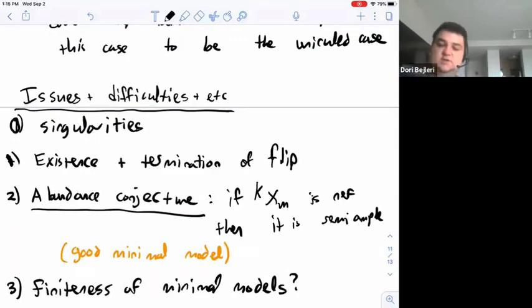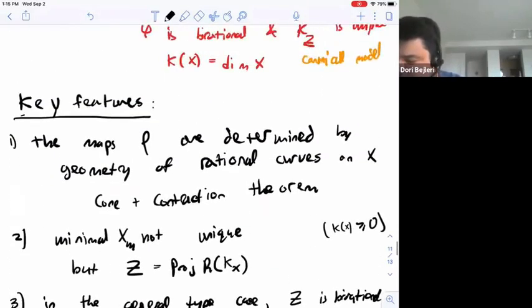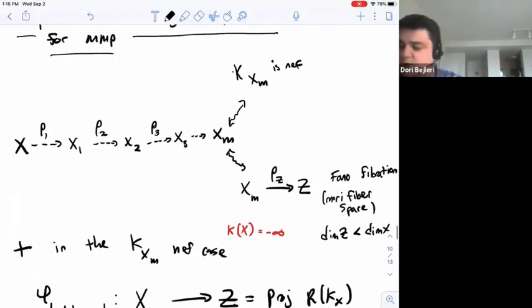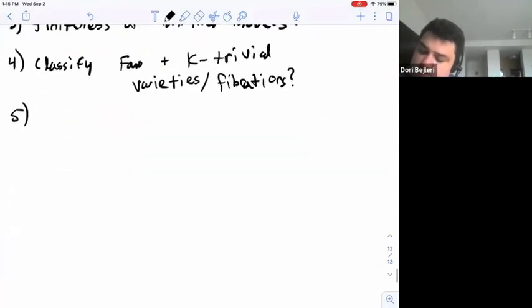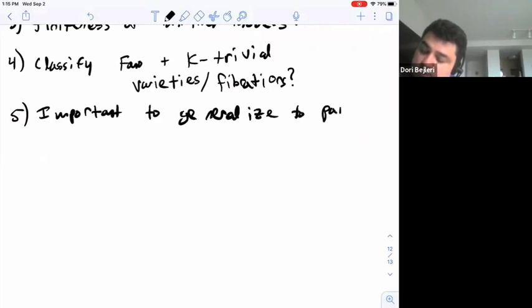And then because of these singularities that come up, and also because of the inductive nature of this whole procedure, the only hope we have at proving something like this is to use induction on dimensions. And it turns out that to make these types of arguments work, it'll be important to generalize this whole picture and this whole expectation to the log setting, where we don't just have an X, but we have an X and a fixed divisor D.